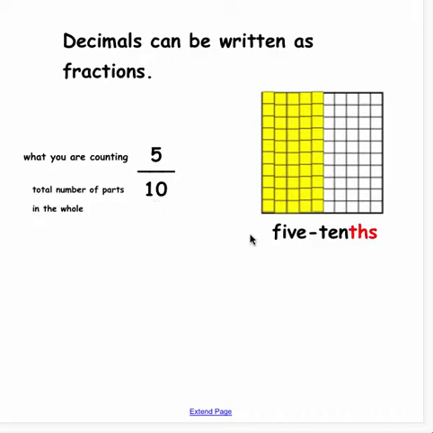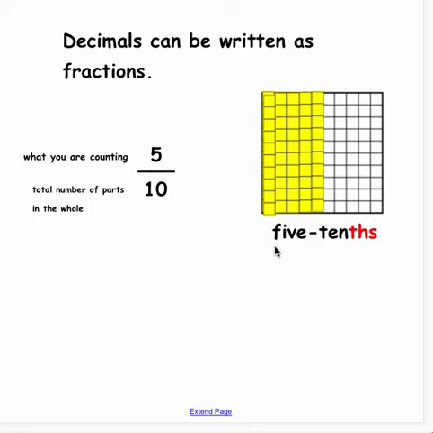If we look now off to the right, you can see the yellow. There's 1, 2, 3, 4, 5 bars. Remember, each of these bars or longs represent tenths. So we have 5 of these tenths on our grid.